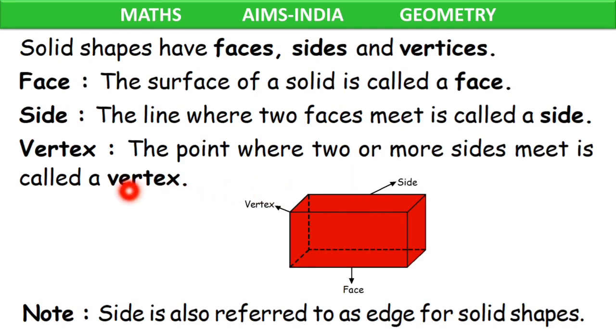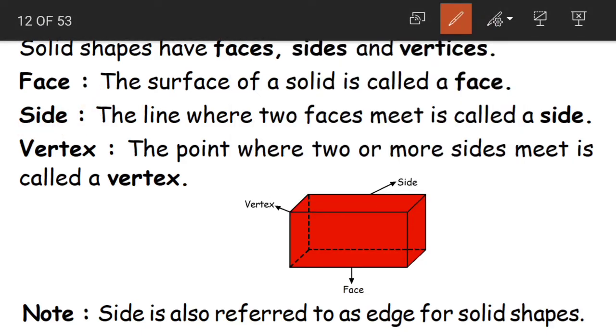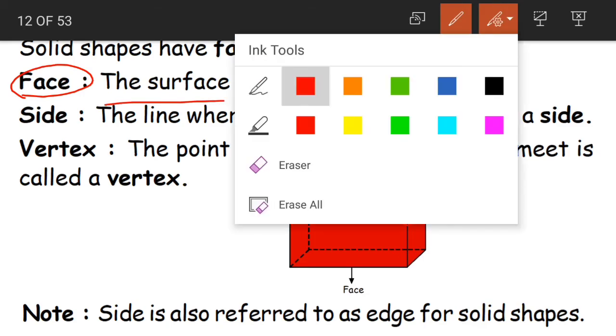Now solid shapes have faces, sides and vertices. What is a face? This is a new term that you are hearing. Face here does not mean our face. Sides we already know. Vertices we already know. Vertices are nothing but the corners where two or more sides meet. Yes, children. Now what is this face? The surface of a solid is called a face.